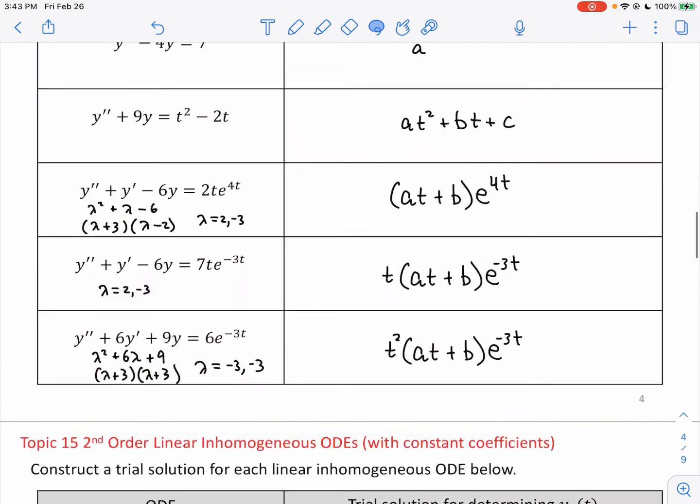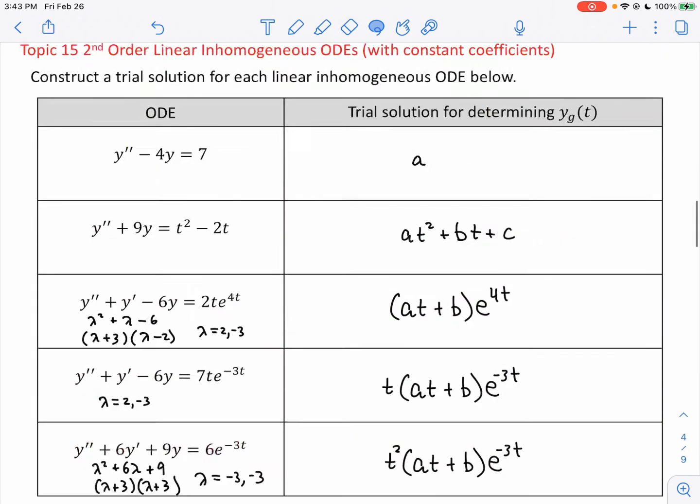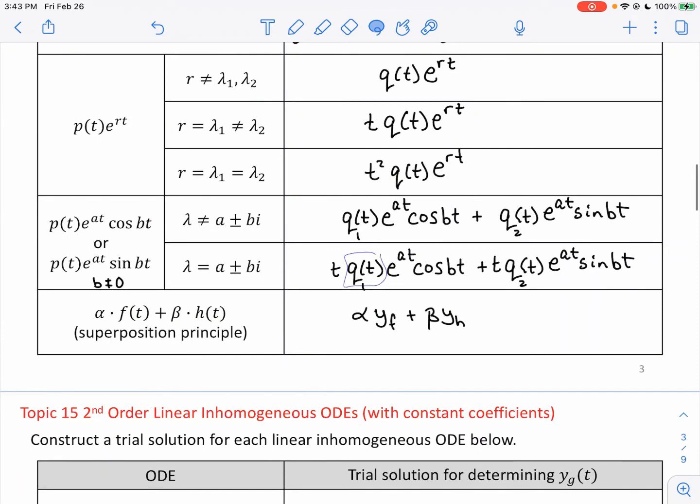So let's look back here at our example. We have a first-degree polynomial in front. So we're going to have to let our q's be first-degree arbitrary polynomials. Then we're going to have to do an e to the 0t, which will be 1, and a cosine of bt, which will be cosine of 2t. And then e to the 0t, which will be 1, times the sine of bt, which is sine of 2t. And then we'll put the t's in front.